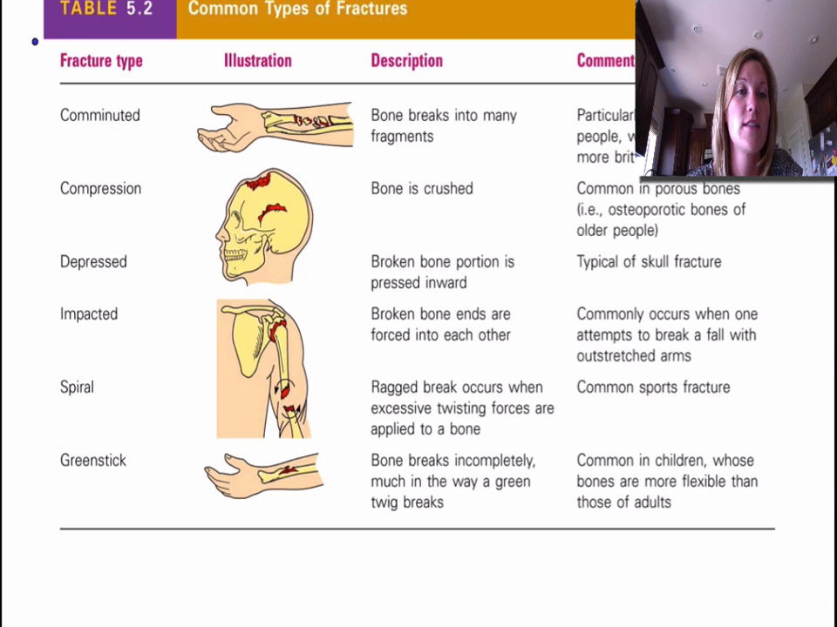And then step four, the bony callus is remodeled to form a permanent bone patch. Okay, and here are some more examples of different types of fractures, the most common fractures. You have spiral fractures, impacted, depressed, compressed, greenstick. So you have several different types of fractures. You don't need to know all of these types, but what I would like you to know is the difference between the simple and compound fractures and what each of those imply, and how your body, or how the tissues and cells end up repairing each of those fractures.